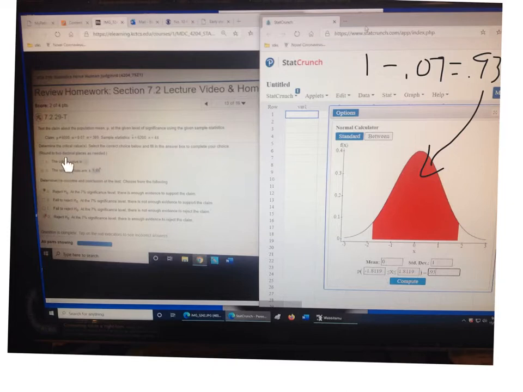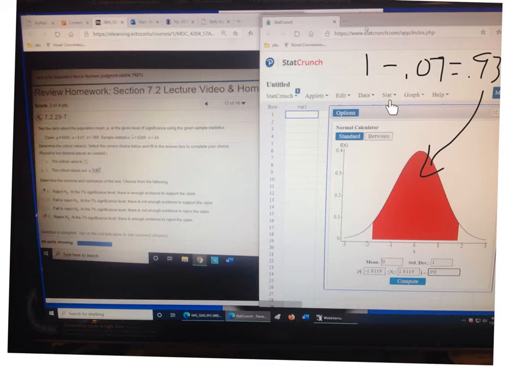You asked about how to find the critical values in this part here. To find the critical values, it's a two-tailed test. You can see that by "not equal to," and alpha is 0.03. So the easiest way to find the critical values is perhaps StatCrunch.